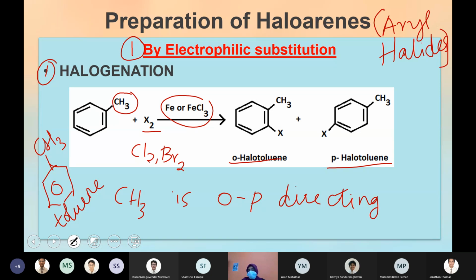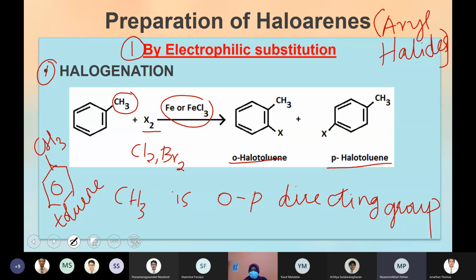Ortho para directing group. So this is the first and the easy method of preparing aryl halides, that is haloarenes. You take an organic compound, aromatic compound, and you do the halogenation.